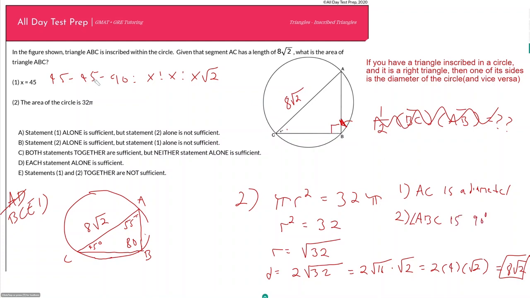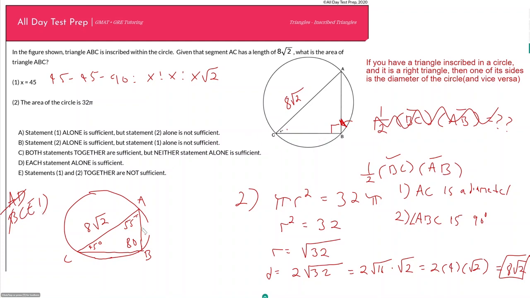Now, remember, we don't know this information from statement 1, so statement 2 by itself is still going to be insufficient. So now we do know that, after statement 2, we can rephrase our question as what is 1/2 BC times AB, because now we know that we have a right triangle, and therefore BC is a base and AB is a height, but we don't know what those values are, and there's no way to find those values just based on statement 2 alone.